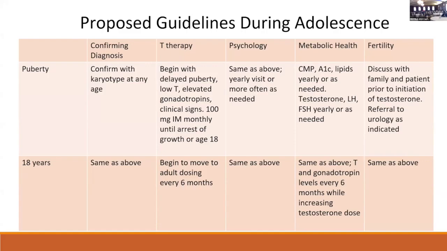We get our metabolic labs yearly or as needed. And then, of course, we're going to start discussing fertility because we're looking to start testosterone as well. At 18, we're looking at adulthood. So we're going to start moving to adult dosing for T if we haven't already done that. And so we're going to start increasing that every 6 months or so. And then for metabolic health, we'll be checking as well every 6 months.